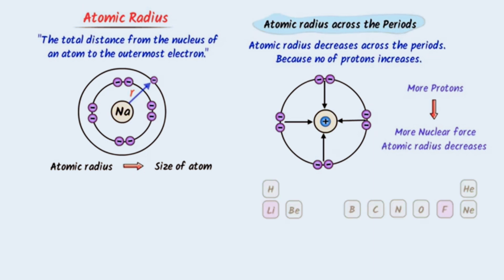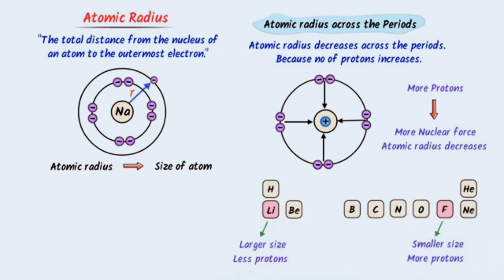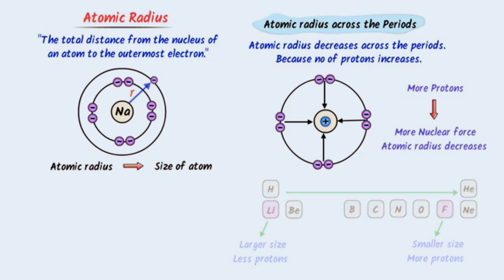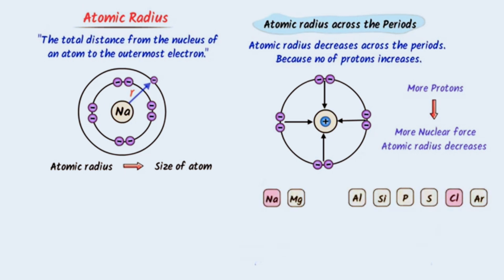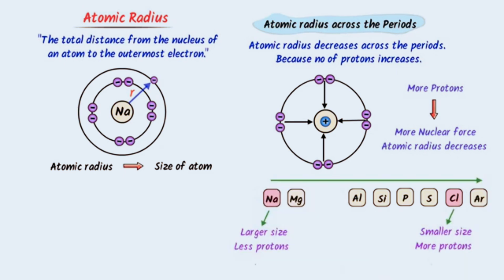For example, in the 2nd period of the periodic table, lithium has larger size and fluorine has smaller size. It is because from left to right, the number of protons increases and the outermost electrons experience more attractive force. As a result of this, the size of the atom decreases. Similarly, in the 3rd period, sodium has larger atomic size and chlorine has smaller atomic size. Thus, we say that atomic radius decreases from left to right.